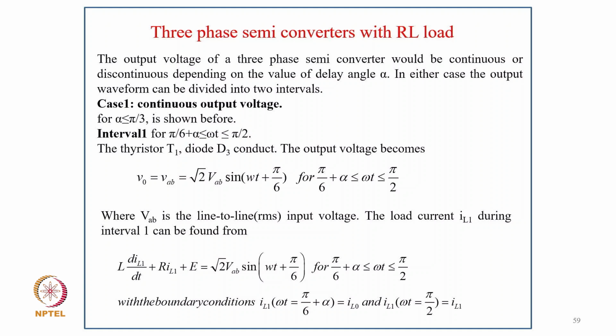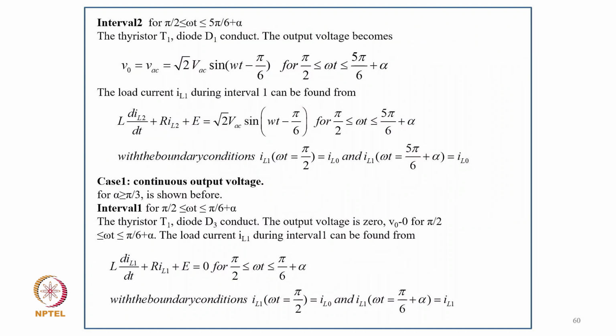Here Vab is the line to line RMS input voltage. The load current IL1 during the interval can be found out from L dIL1 upon dt plus R IL1 plus E equal to root 2 Vab sin(omega t plus pi by 6), for omega t from pi by 6 plus alpha to pi by 2, where the boundary conditions are IL1 at omega t equal to pi by 6 plus alpha, that is IL0, and IL1 at omega t equal to pi by 2, that is IL1.